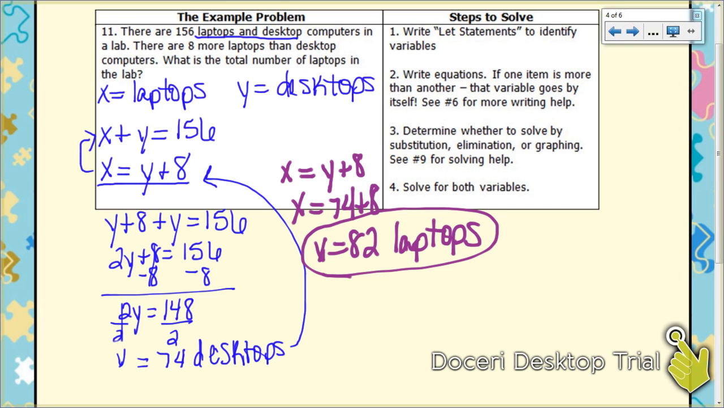You should never ever stop after you get only one of the variables. If you find out y, you need to plug it back in and go find out x. You should always find both variables, then go back, reread the question so that you know what it's asking for, and write down the correct answer. Pick the right variable, not just the first one that you came up with.